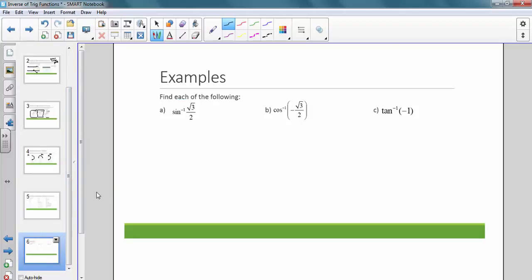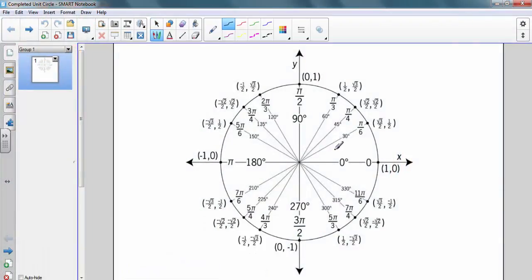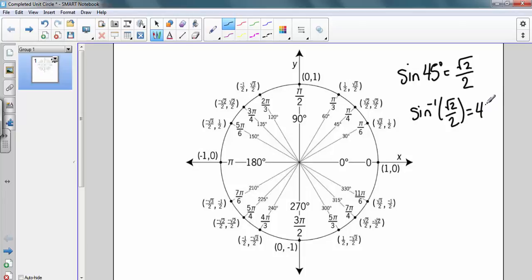The inverse functions can be thought of as almost undoing a trigonometric function. So I'm going to reference my completed unit circle. Here's a unit circle that's already been filled in. If the sine of 45 degrees, as we can see on my unit circle, is root 2 over 2, then when I have the sine inverse of root 2 over 2, that's going to take me back to that 45 degrees. So it's almost like you're undoing a trigonometric function.